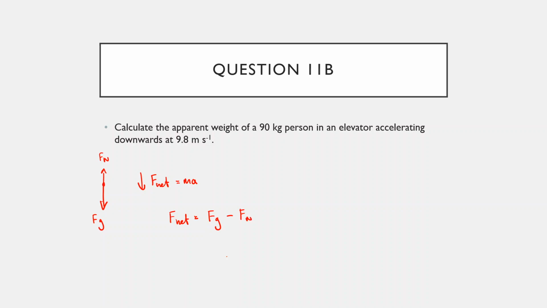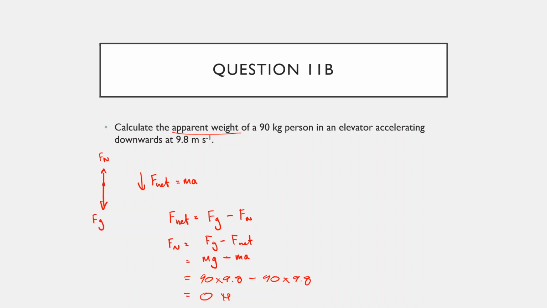And our job here is to calculate Fn, the apparent weight. If we rearrange this, we get Fn equals Fg minus Fnet. What's Fg? Just mass times g. What's Fnet? Well, that's mass times acceleration. Okay, let's pop some numbers in. 90 times g, which is 9.8, minus 90 times acceleration, which is also 9.8. And what do you get? 0. So the apparent weight is 0 newtons. The scale would read 0.